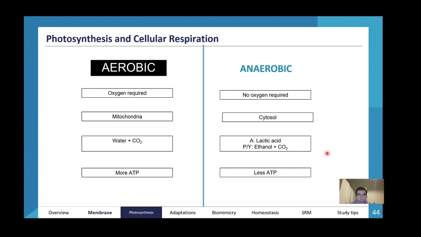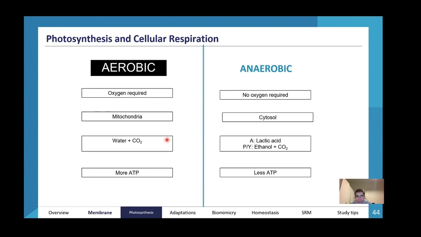Now, for aerobic respiration to occur, it requires oxygen to be present. It occurs in the mitochondria, and it requires glucose and oxygen, and it results in more ATP being formed. Sorry. Water and carbon dioxide are the actual outputs.